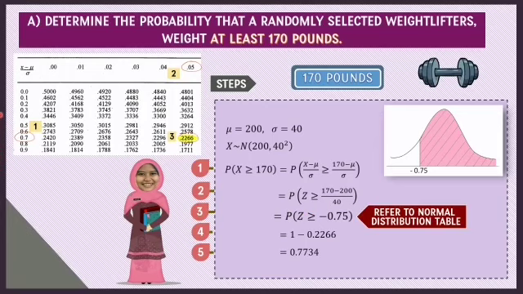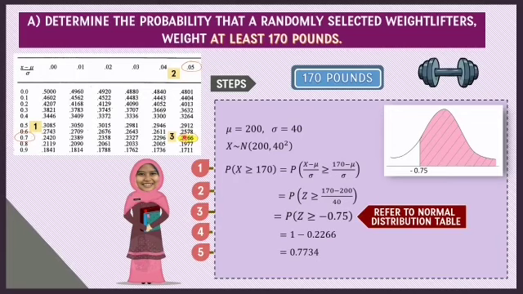First, we need to look at the left column and search for one decimal point of our z, which is 0.7. Then, we follow the arrow until we meet 0.05 column, which is our second decimal point of z. The intersection of row 0.7 and column 0.05, we show the probability, which is 0.2266.